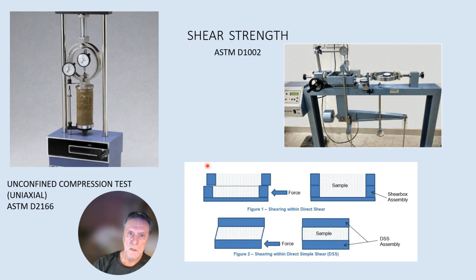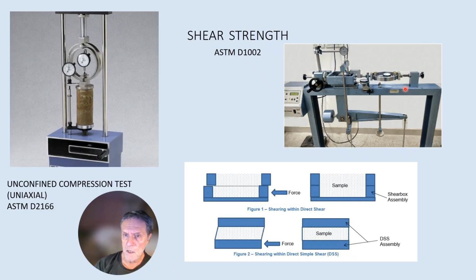Some strength tests. These are very commonly run in most soils labs. Unconfined compression test, or uniaxial. Here's a cylinder of soil recovered by driving the sampler into the ground and recovering this cylinder of soil. Then stress loads are imposed vertically on this sample until it fractures or breaks, and you determine the load the soil took and you convert that to a strength based on the load at which it failed.